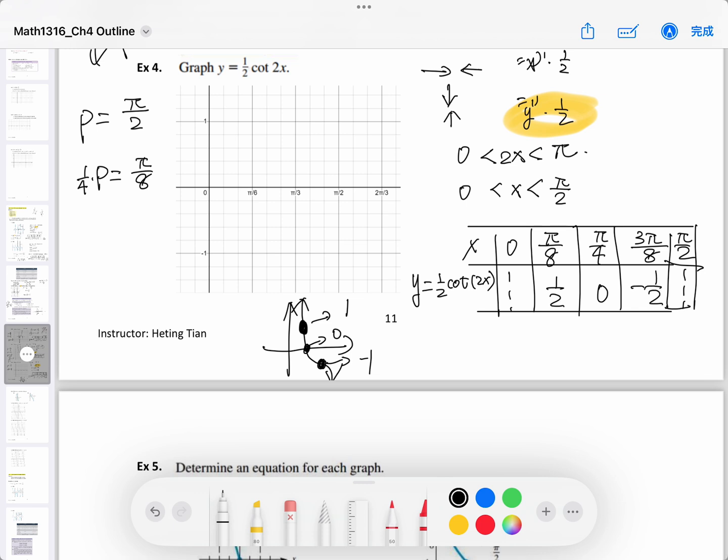Right, let's plot the points. So vertical asymptotes here, and vertical asymptotes here. And in the middle, it is pi over 4. Also, the y value is 0. And pi over 8, so it should be here. And another point should be, let me see, approximately here. Okay, let's say here. All right. How about the y value? 1/2, 1/2.